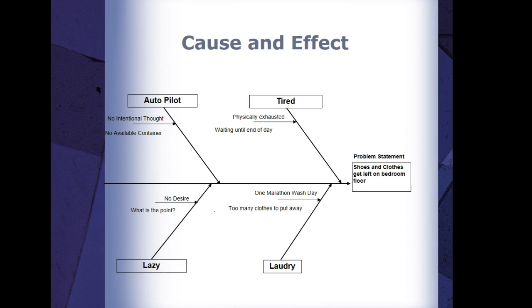And for the laundry, what was happening, I found, was I really would wait to do laundry on one day. So I would have one marathon wash day. And for me, apparently, that's too many clothes to put away at one time. I don't fold them all and put them all away at the same time. So this cause and effect diagram really allowed me to figure out some improvement ideas that allowed me to avoid these problem areas.